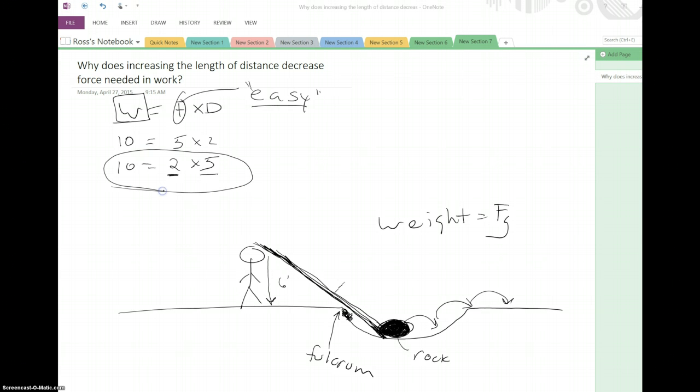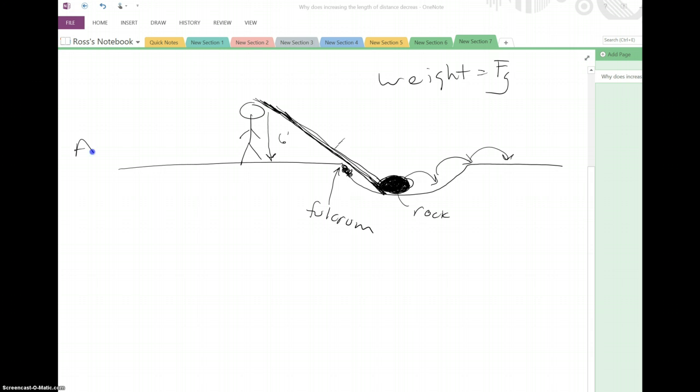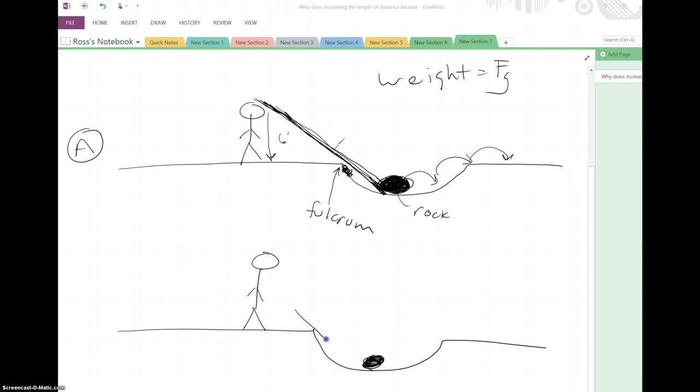I'm choosing to do this one because remember, force is easiness. If instead I had, right, this is option A, the good option. This is the easy option. Let's say we've got a hole, we've got a rock, and here's me again. And then my lever only goes like that, right? That's my lever now.